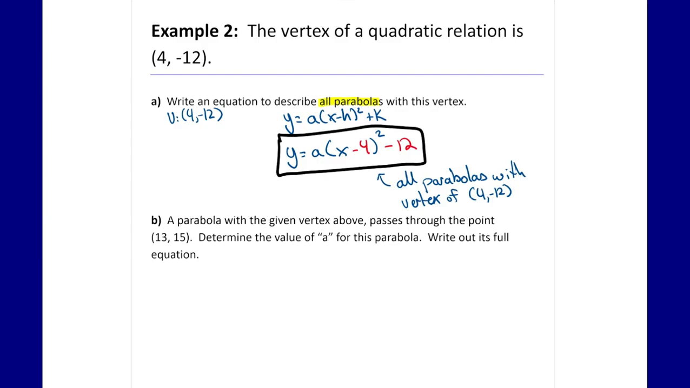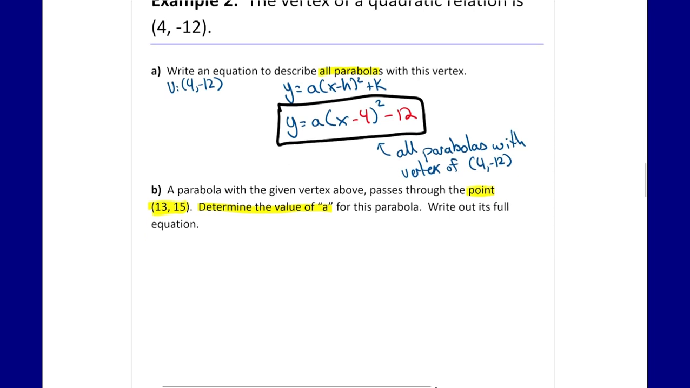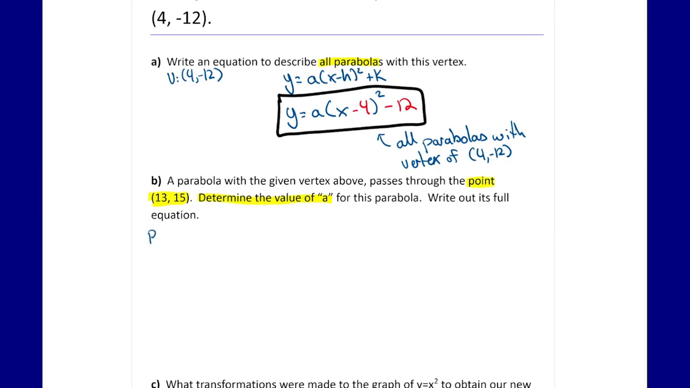Now the specifics come in with something like part b. For b, we're told that it passes through a specific point, 13, 15. That means it's not going to be just any equation. It's going to be a specific equation. And what we have to do is determine the value of a for this parabola. We've dealt with this before in our previous lessons in some word problems. So because I'm given a point, 13, 15, or basically an x and a y value, I can sub this into the equation.